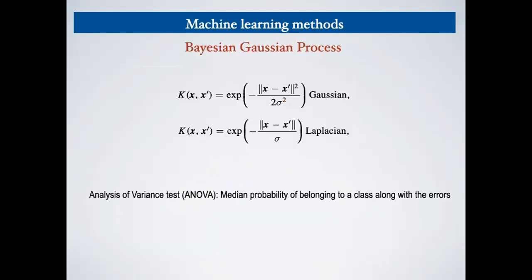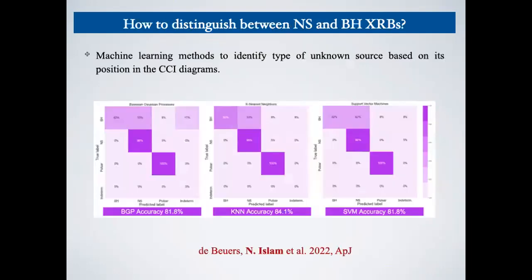What we also use is something called the Bayesian Gaussian process, in which we use two kernels: either a Gaussian kernel, which is given by this, or a Laplacian kernel. In this case, we look at the whole distribution of the sources along with their errors. This is not possible in the first two clustering methods; you don't account for errors there. In this one, you also account for errors. And depending on how your unknown source looks, you can define a median probability of the unknown source belonging to either of the two classes. So this is what we get.